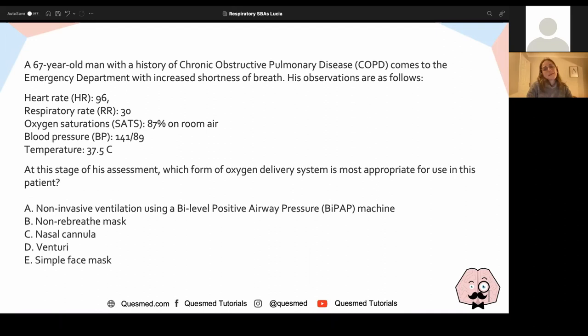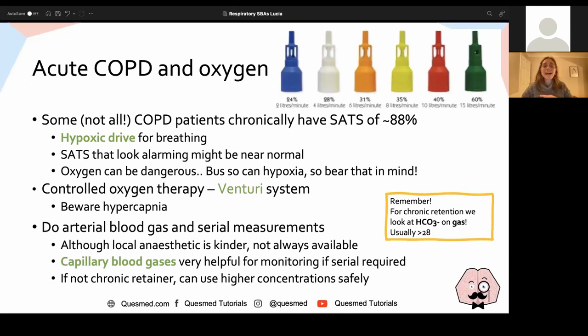So the first mode of oxygen delivery they will use in this patient is actually a nasal cannula. And this is talking in real terms, right? If someone's hypoxic with a saturation of 87%, you wouldn't faff around with a Venturi mask, especially because not all COPD patients are chronic retainers of CO2. And hypoxia kills, okay? And hypoxia often kills first. So very important to target that before you worry about rising levels of CO2.